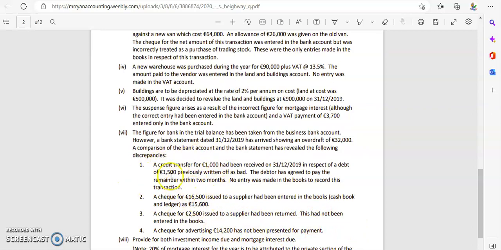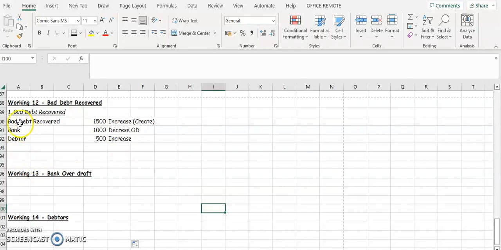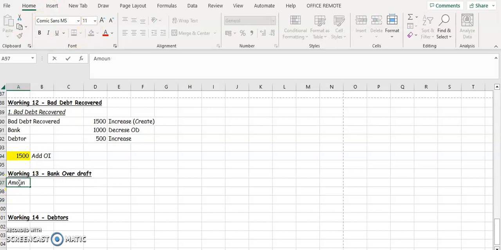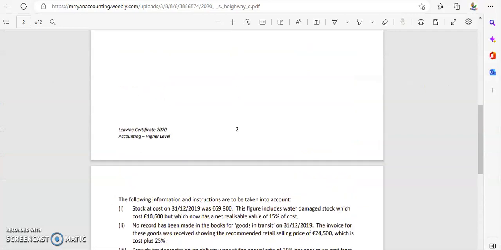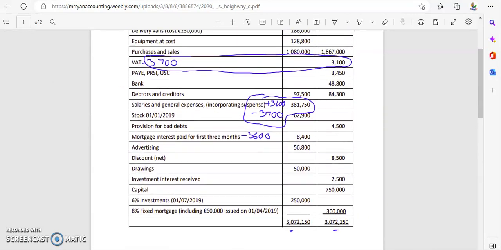So let's have a look at the first one, the transfer of 1,000 to pay off the debt. So we've got our bad debt recovered, which the total amount was 1,500. So we're just going to create a bad debt recovered for 1,500. Okay, we're going to add that to our operating income in our profit and loss account. Then the amount for our bank overdraft, we'll find it from the trial balance. So go and have a look and see how much our bank is in the trial balance. So our bank is on the credit side, so you know that's an overdraft, 48,800.